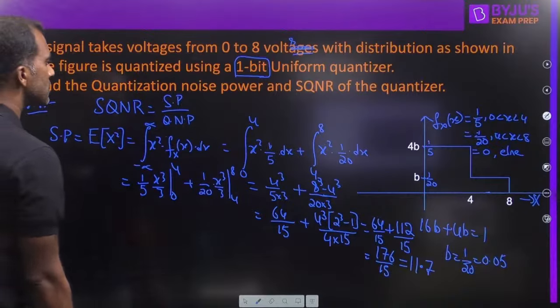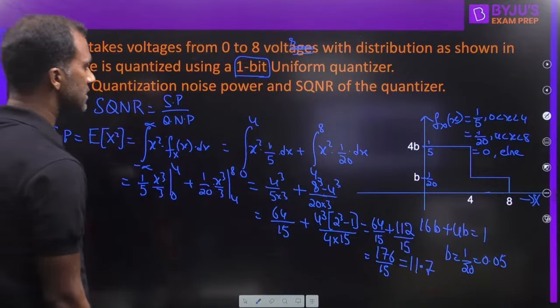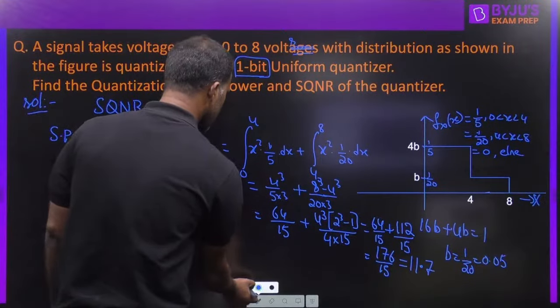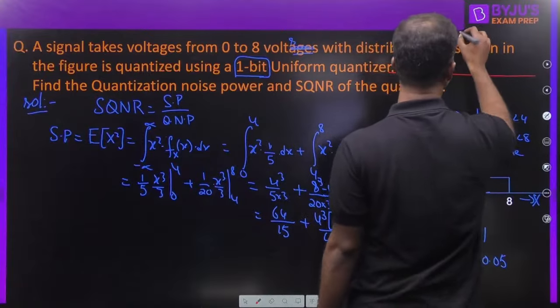Now we have to find the quantization noise power. To find the quantization noise power, first we should know the quantizer characteristics. Na? Let's plot the quantizer characteristics. It's very simple actually, because it is 1 bit, it becomes easy. I'm plotting here because of lack of space.